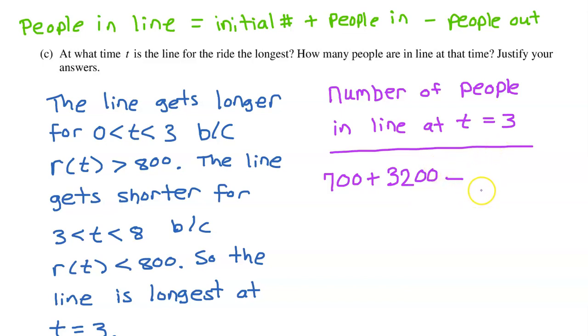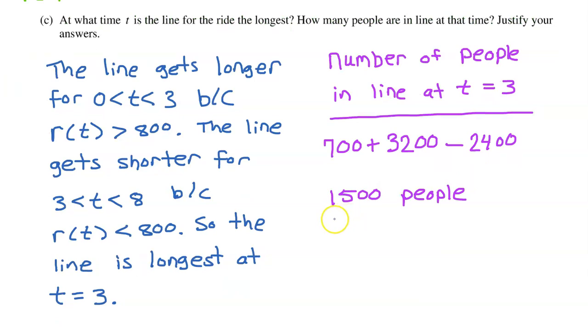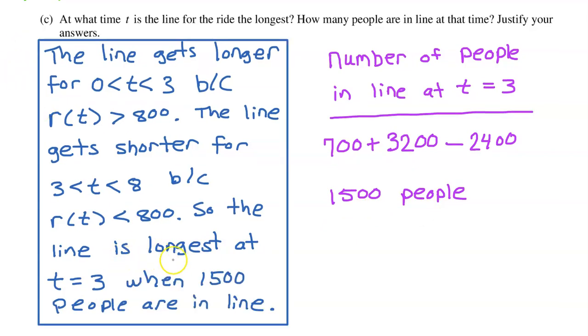Well, that is a 3-hour period. And we know that 800 people per hour are leaving the line. So 800 times 3 is 2,400. So that's what we must subtract. That's 1,500 people. Let's add that to the summary. The line is longest at t equals 3 when 1,500 people are in line.